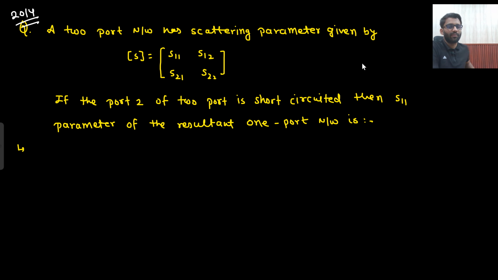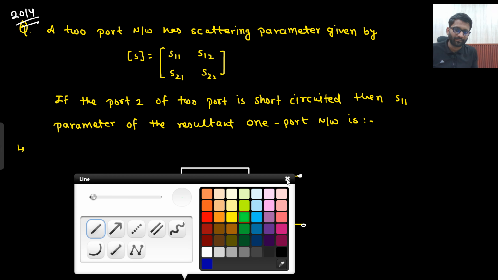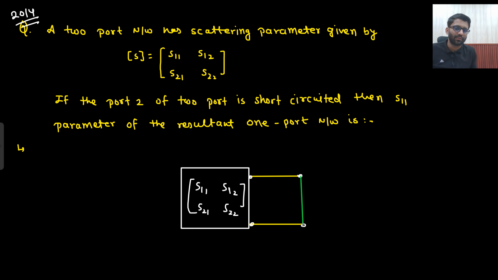A two port network is shown, which was not shown actually. For this two port network, this was the scattering parameter: S11, S12, S21 and S22. If port 2 of the two port is short circuited, certainly this will be a transmission line. Here the load is shorted. Then the S11 parameter of the resultant one port network is.